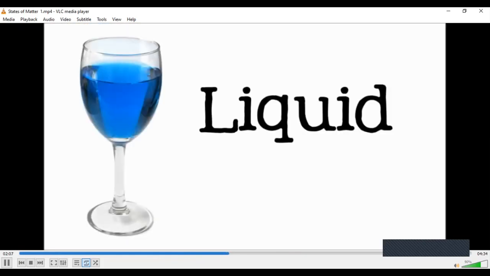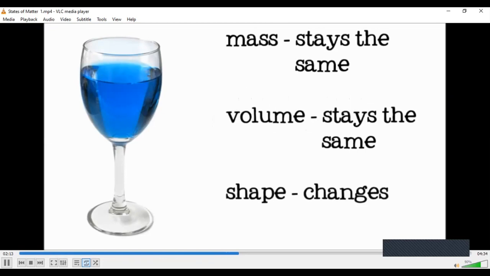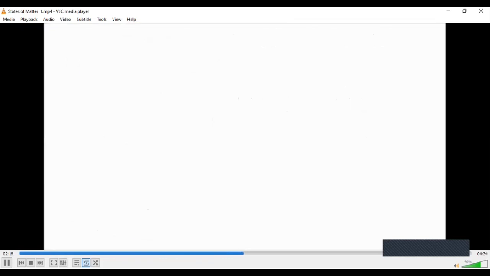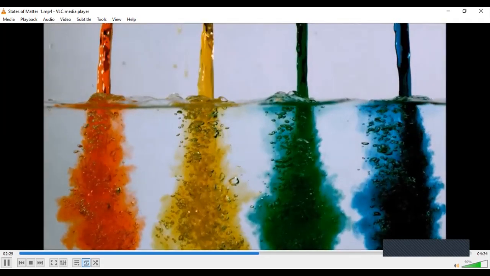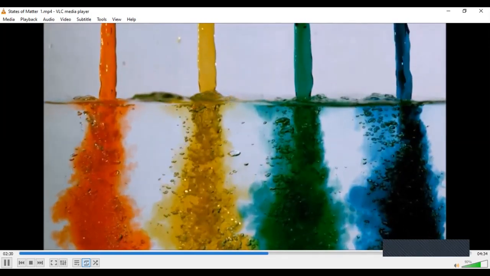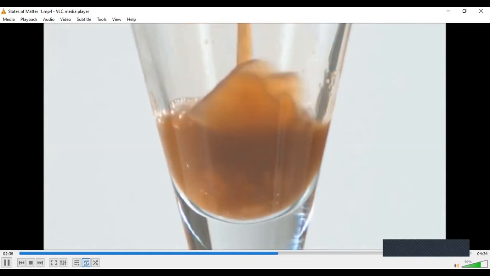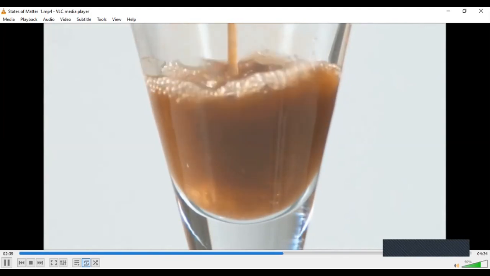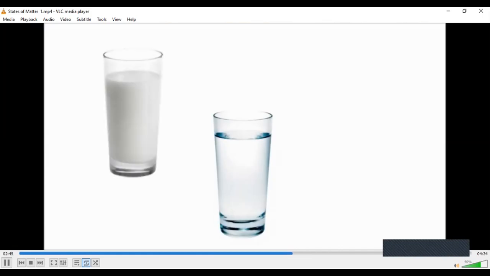Liquid is the next state of matter. Liquids have a definite volume and mass, but they do not have a definite shape. The atoms in liquid are still close together, but unlike the atoms in a solid, they can move around. This allows the matter in a liquid to flow. Because liquids don't have their own shape, they take their shape from their containers. The same amount of liquid may look very different in a glass and spilled on the floor. You can find examples of liquids around you too. Water, milk, and juice are just some of the liquids you might find.